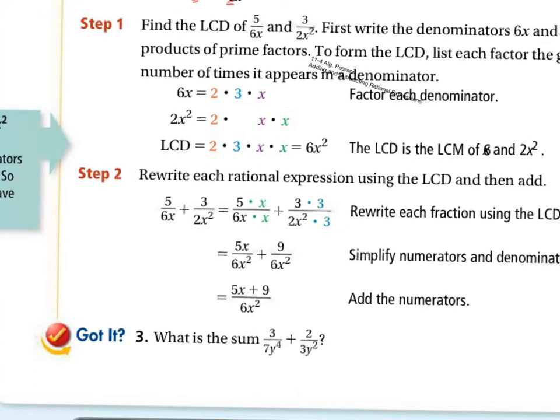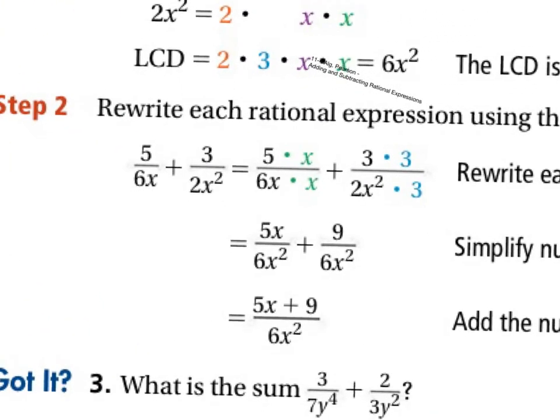And so what that means is we have to think about what we need to multiply these by. So the first fraction, if we multiply the denominator by x, we also need to multiply the numerator by x to get an equivalent fraction. So that would be 5x over 6x squared. And then on the second fraction, 2x squared, we need to multiply that by 3 to get 6x squared. And so that gives us 9 over 6x squared.